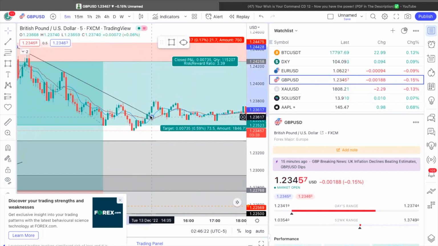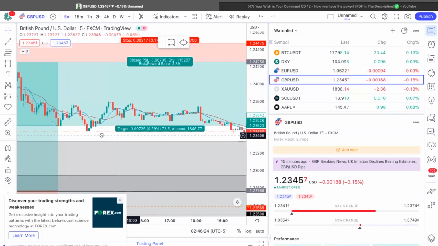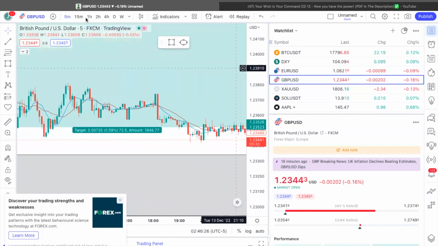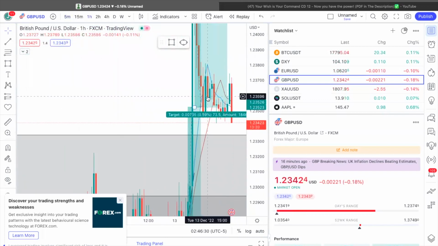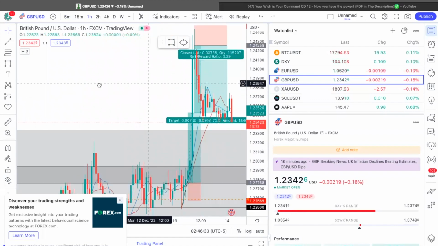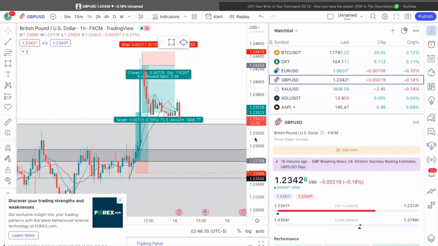Nah, price is consolidating right now, bro. Looks like price is more consolidating, plus we're on the 5. Let's see. Everybody wants to look at that. Boom. Look at that. Price coming down. Boom.